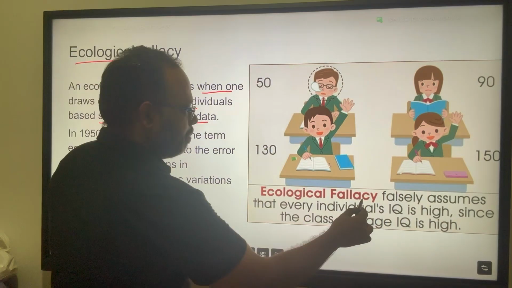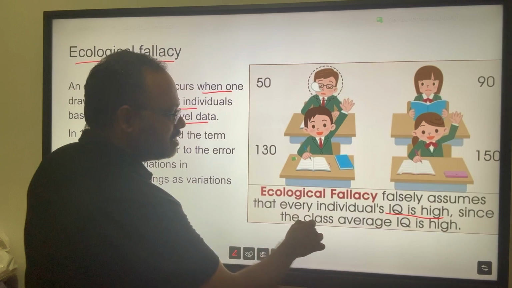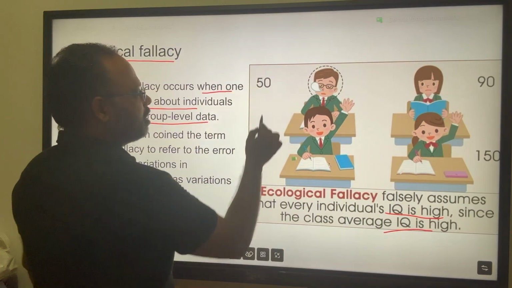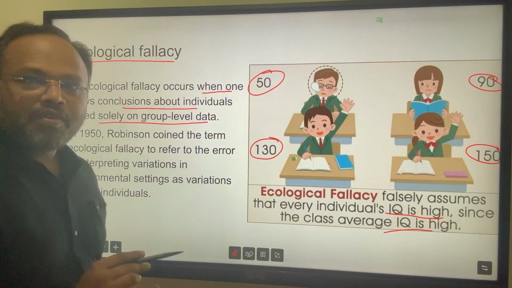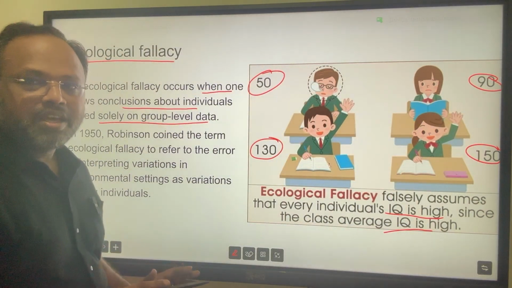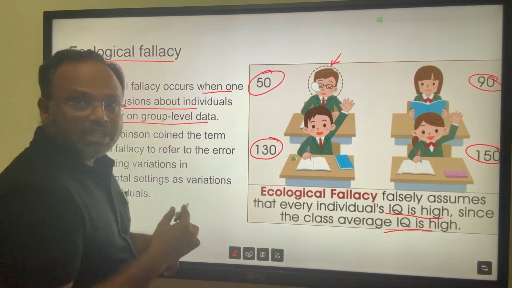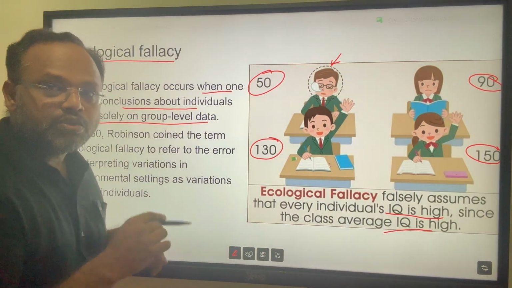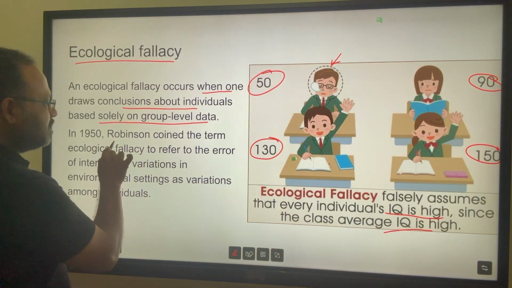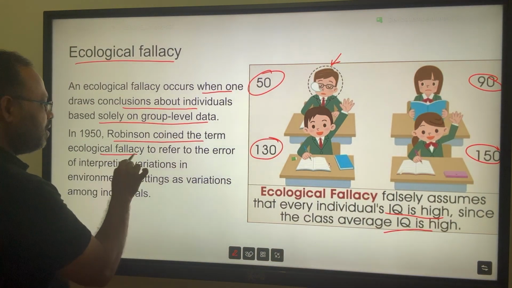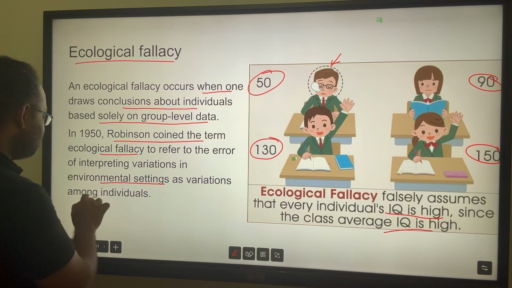In this example, people falsely assume that every individual's IQ is high in this class, since the class average IQ is high. When we take the average of the IQ, it will be above 100. So people think that the average IQ of this group is high, so all will have high IQ. But there will be one person who has a low IQ, so the group level data cannot reflect the individual level data. So this fallacy is called ecological fallacy. In 1950, Robinson coined the term ecological fallacy. He referred to the error of interpreting variations in environmental settings as variations among individuals.